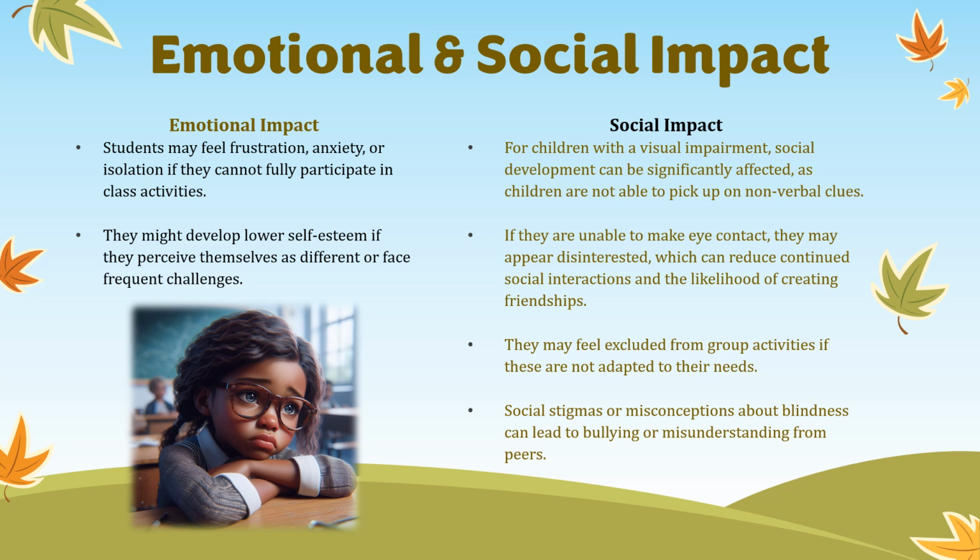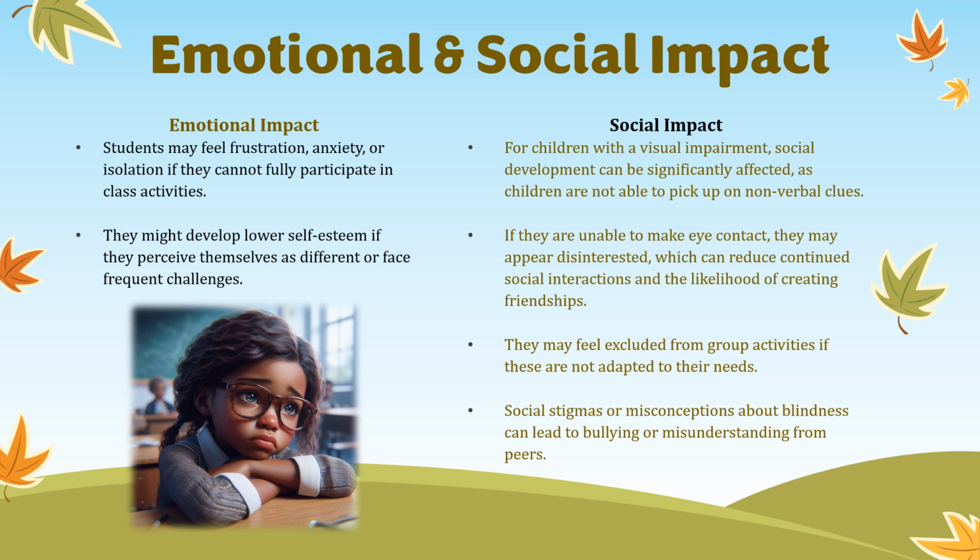Social impact for students with visual impairment. Social development can be significantly affected as well, as children are not able to pick up on nonverbal cues. They're unable to make eye contact. They may appear disinterested. So this can make it hard to have social interactions and make friends. They may feel excluded from group activities if they're not adapted to their needs, and social stigmas or misconceptions about blindness can lead to bullying or misunderstanding from peers.